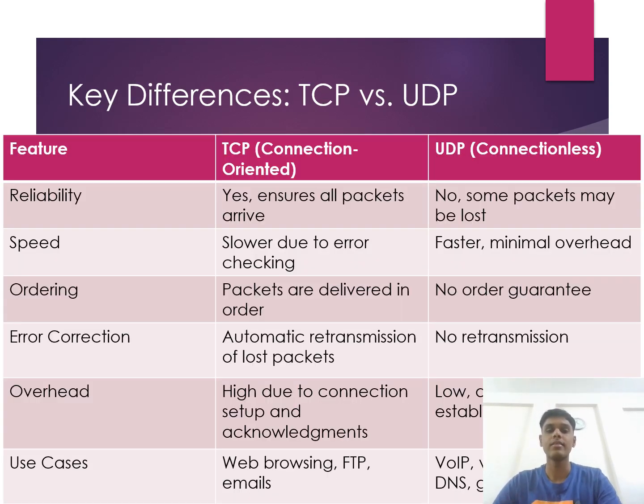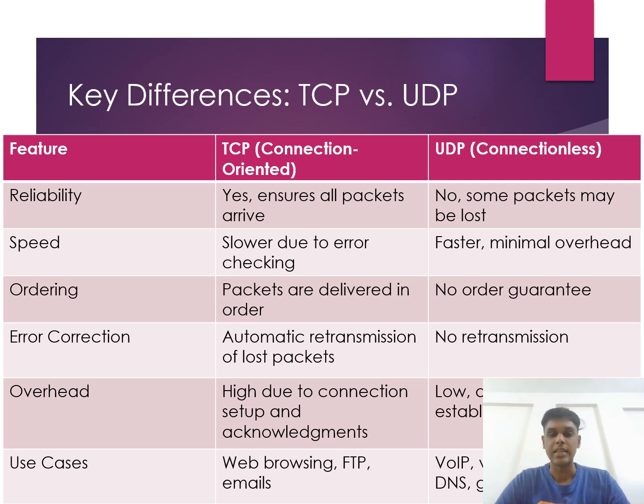The next slide shows the key differences between TCP and UDP. As far as reliability goes, TCP guarantees data delivery while connectionless or UDP does not. Speed: TCP is slower due to error checking and UDP is faster with minimal overhead. For ordering, TCP delivers packets in order but UDP does not.